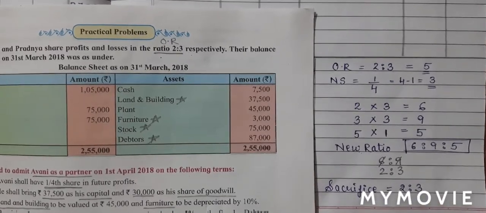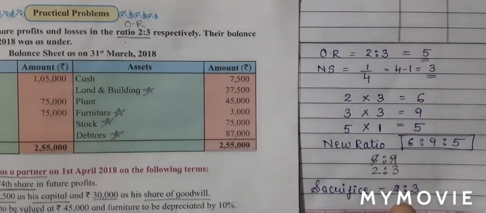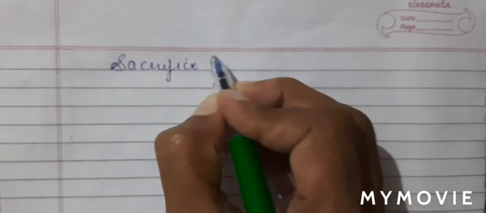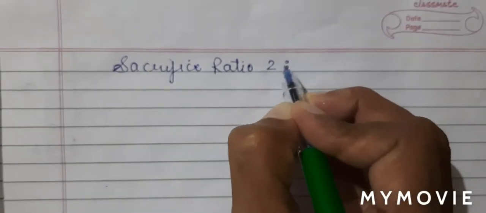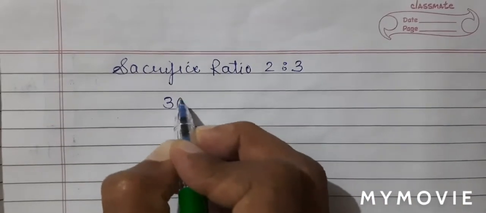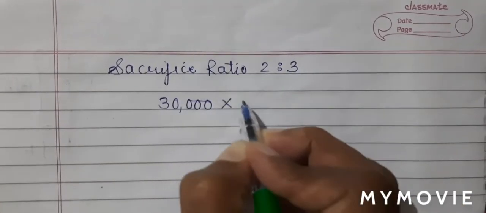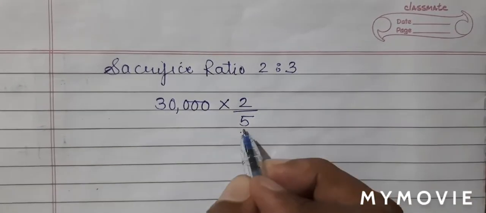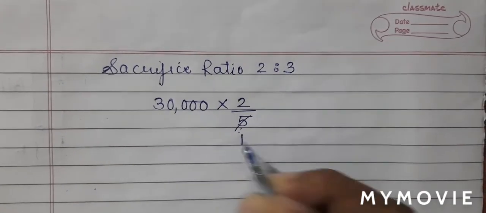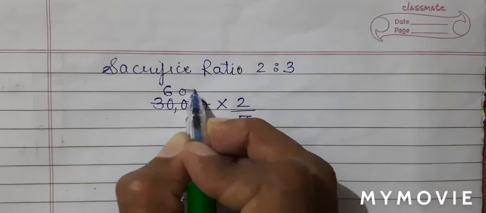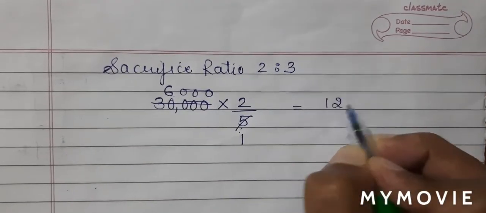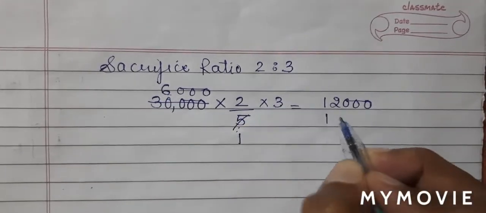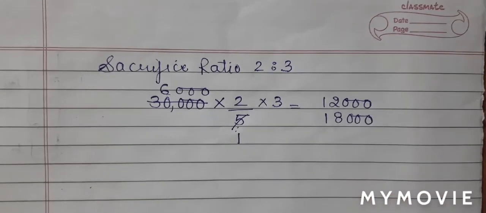So we will distribute the goodwill amount in 2:3 ratio. So students, we got our sacrifice ratio as 2:3. Okay. Now my goodwill amount is 30,000. This will be distributed. So 2 upon 5. How did I get this 5? 2 plus 3 is equal to 5. So 5 1s are 5, 5 6s are 30. 6 2s are 12. So I have 12,000 for one partner. And the same I'll multiply by 3. So 6 3s are 18. So 18,000 for another partner.